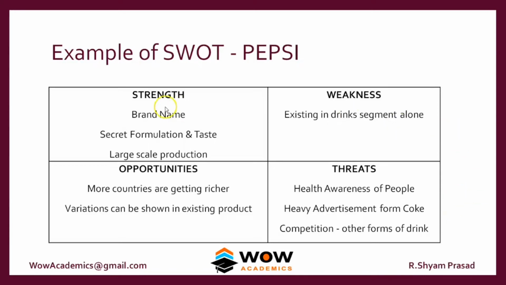Once a company knows what its strength, weakness, opportunity and threat are, now they have to plan how to reduce the weakness of the company, how to minimize the threats and how to exploit the opportunities with the strength that is available.